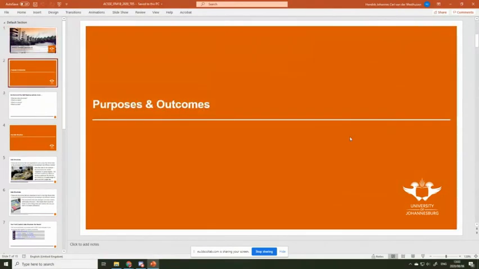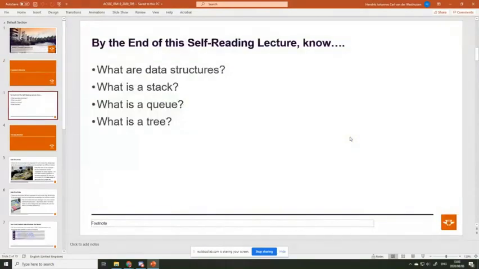So the purpose and the outcomes of this small data intro, I guess, is to tell you what is a data structure, essentially, to introduce you to a stack, a queue, and a tree. So those are the three main data structures we'll be discussing today.